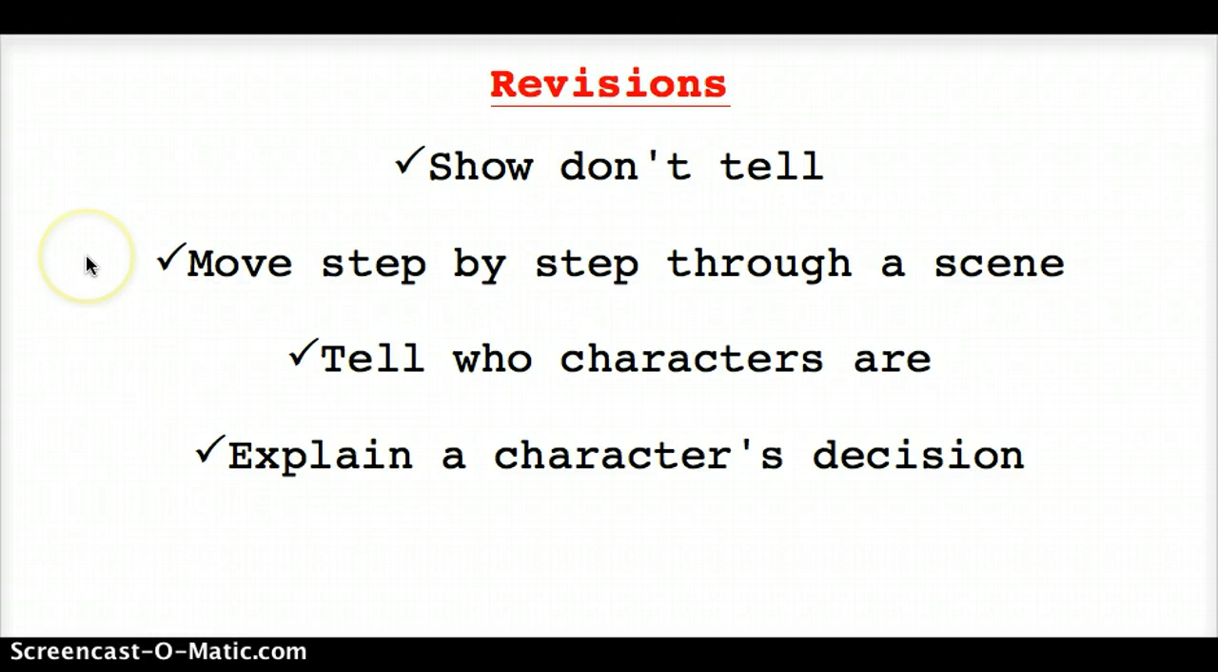We've talked about how you need to think of a story as a series of scenes, and when you write each scene, make sure that you're not moving too quickly through a scene. Slow down, go through it step by step so the reader can actually picture the story as it unfolds. When you introduce characters, tell us who they are, and throughout a story, characters make decisions, and you need to explain why characters make the decisions that they make. So we'll go ahead and look at a draft, and we'll make some revisions keeping these things in mind.